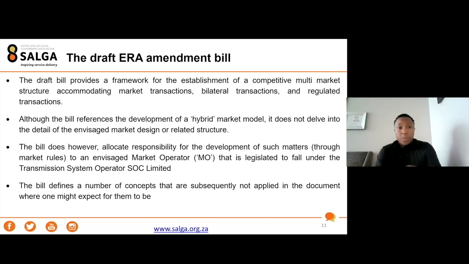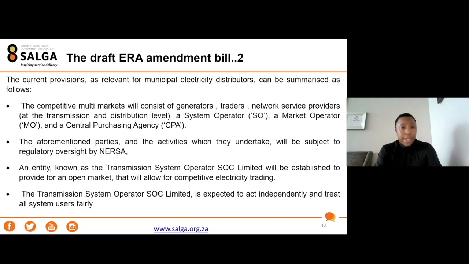It also allocates some responsibilities to the market operator, as well as the transmission company that has been recently licensed by NERSA. So the relevance for municipalities on this ERA amendment bill, obviously there's the competitive multi-markets, which will consist of generators, traders, network services providers, and also the retailers as well. There's going to be a market operator, and the central purchasing agency. And the bill is actually unpacking all of those stakeholders that will be participating in the market, including their roles as well.